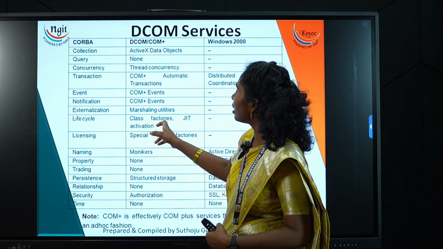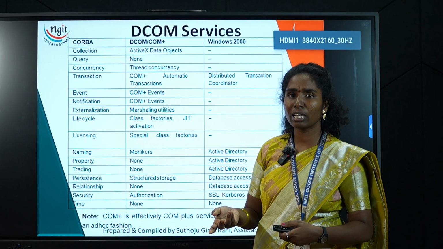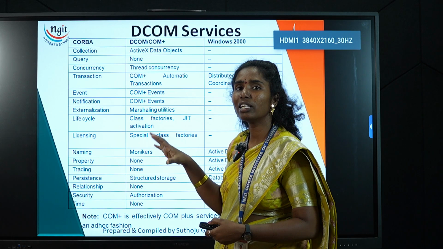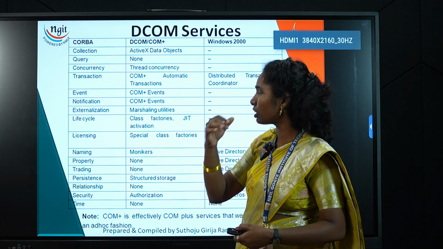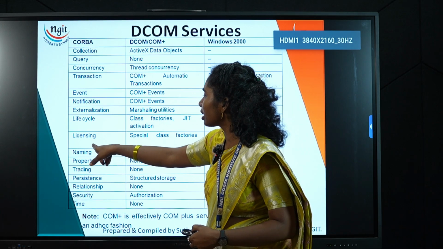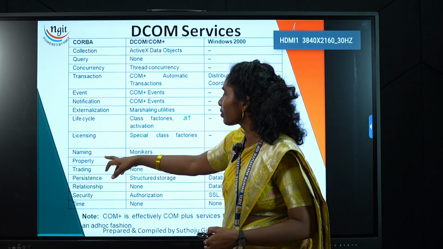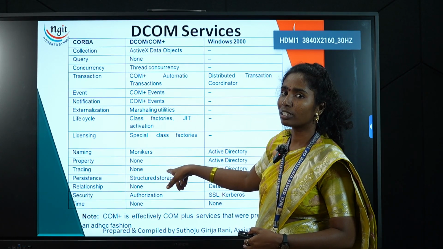Now, life cycle. Life cycle here depends on the class factories, where we have the JIT compiler. So all the activations we need for a particular compiler to enable so-and-so factory, we need class factories. I mean that may be anything, singleton type, whatever type we have, all the types should be activated. Next, licensing, we need this with respect to the factories, whatever we are calling. Next, naming. In DCOM we call naming monikers.